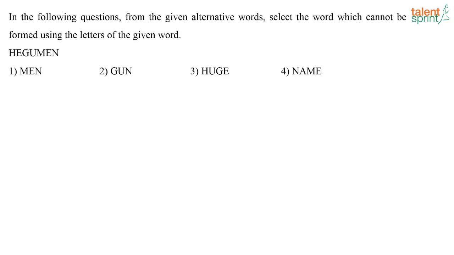Next. In the following questions from the given alternatives, select the word which cannot be formed using the letters of the given word. Very easy. Which word can't be formed? You don't have A in the given word. So the correct answer is option 4, name, N-A-M-E. A is not there in the given word. So with that, we are finishing the questions from this particular paper, that is last week's All India mock examination.